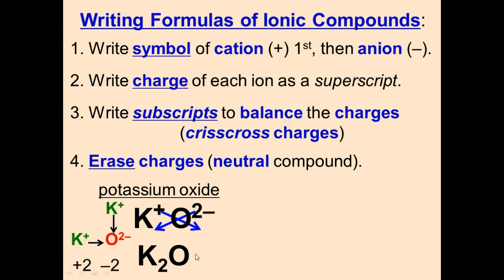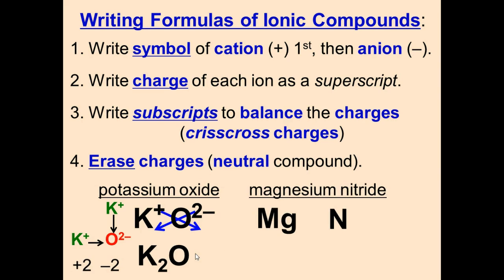And here's one more example. So we have magnesium and nitride. Magnesium is Mg and N for nitride. And then we have a +2 charge for magnesium because it's in column 2, and nitrogen has a -3 charge because it needs 3 electrons to get an octet. Then we cross the charges, and we get Mg3N2. And again, you can check.